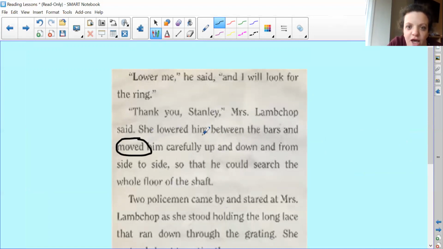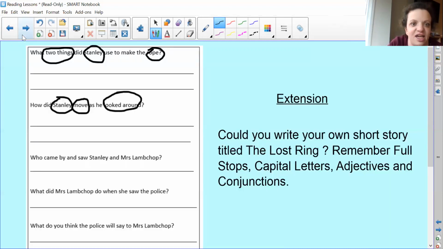Okay, I'm going to read. She lowered him between the bars and moved him carefully up and down and from side to side. So up and down and from side to side. If you got that one right, fantastic. Well done. Right, next one.